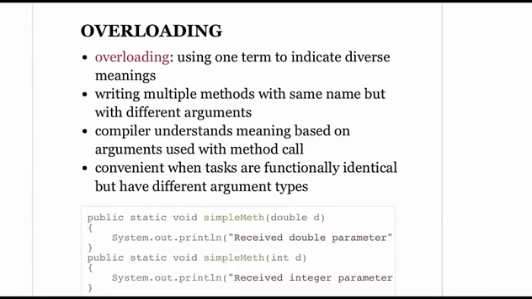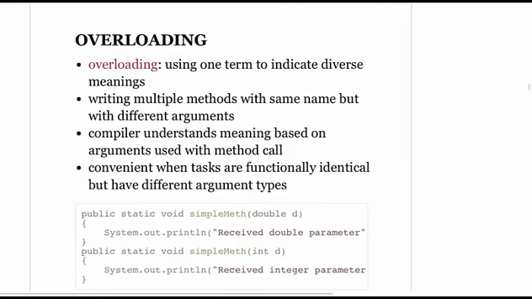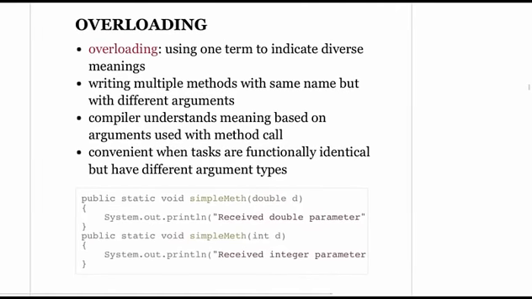So the first thing we're going to talk about as far as chapter 4 new conceptual things go is called overloading. The word overloading just means that you're using one term to indicate diverse meaning. So in overloading in Java, it's usually referring to methods.